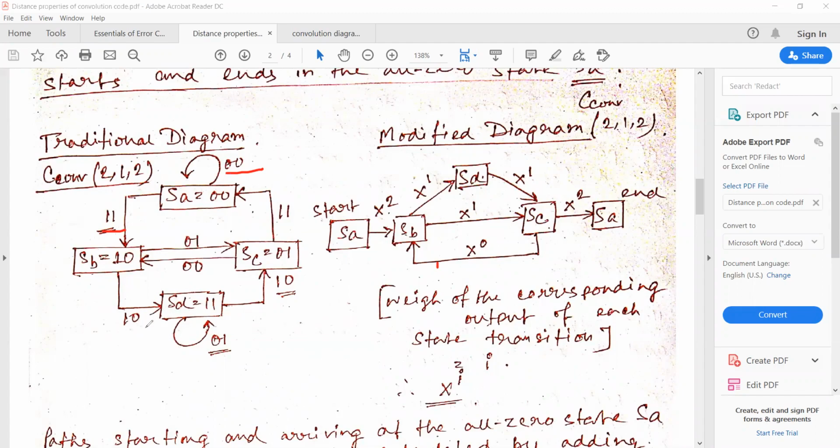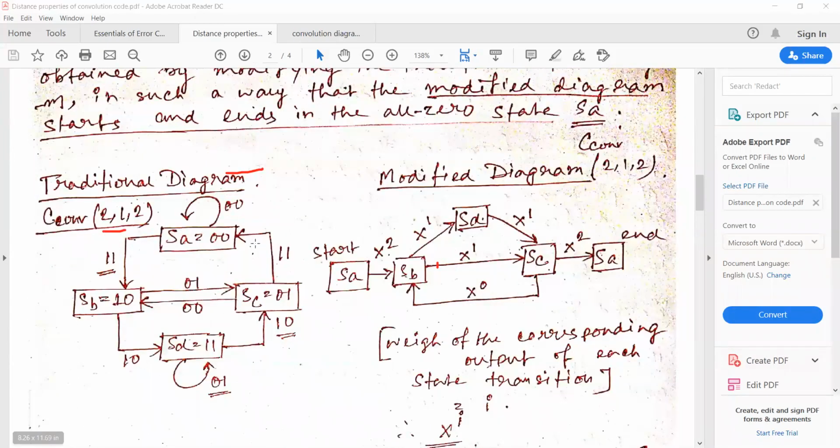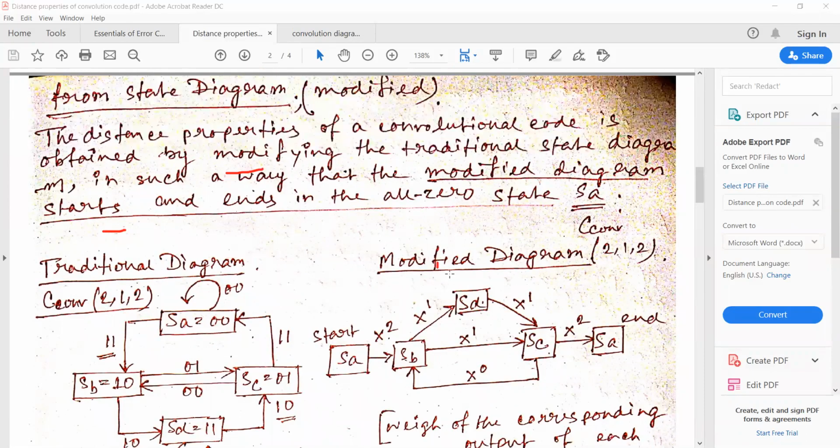Now I have already told you, you have to write this output and consider the weight of this output. Okay, so what is the function? Now this is our traditional state diagram of cconf T212. Keeping in mind that the modified diagram starts and ends in the all 0 state SA, this is my first condition.